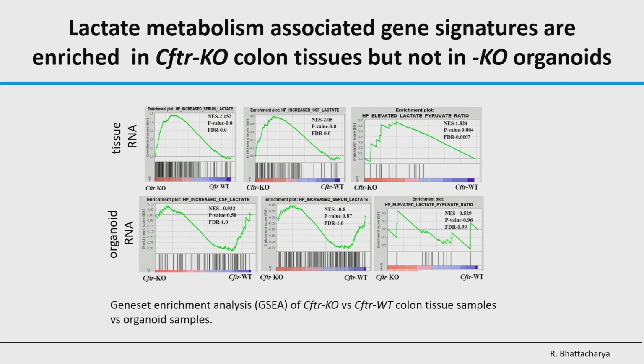And so he compared colon tissue, which is exposed to microbes and commensal bacteria, to organoid RNA, or to organoids which are not exposed, they're grown in sterile medium. And so he looked at the enrichment of lactate metabolism-associated gene signatures, and he found that in the CFTR knockout colon tissue there was, in fact, enrichment of those lactate-associated signatures, but in the organoid RNA, there was not.